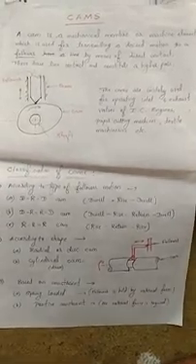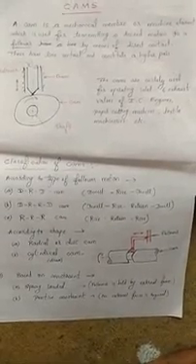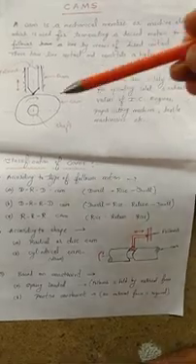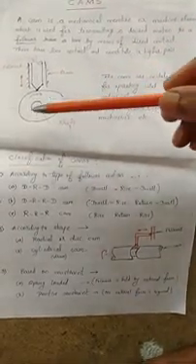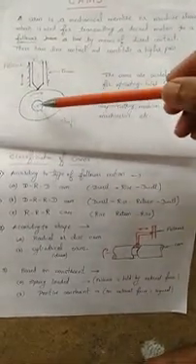Hi everyone. Now we'll discuss the topic about cams. Now, a cam is a mechanical member or machine element which is used for transmitting a desired motion to a follower by means of direct contact. Now, see here in this diagram, this is the cam and this is the camshaft.